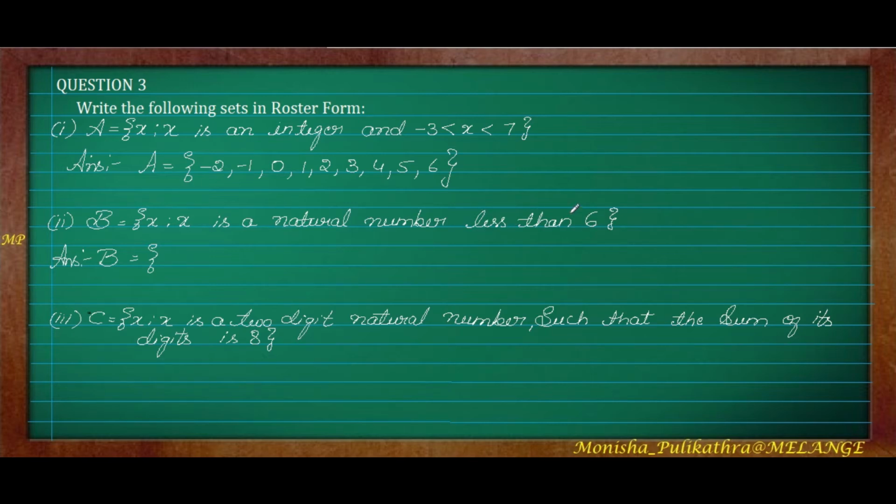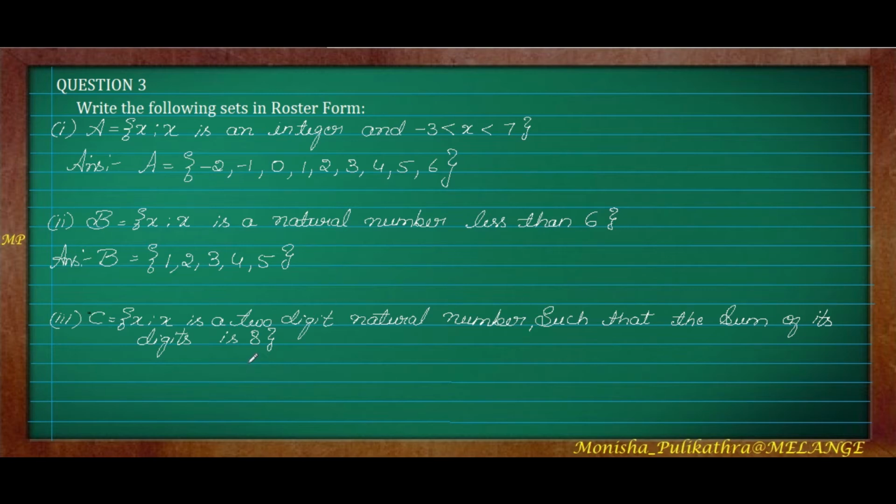So less than 6 means we have to exclude this 6. So we can't consider the 6 here. Natural number starts from 1, so 1, 2, 3, 4 and 5. Because it is less than 6, we can't consider the 6 here. So this is the answer for the second question.